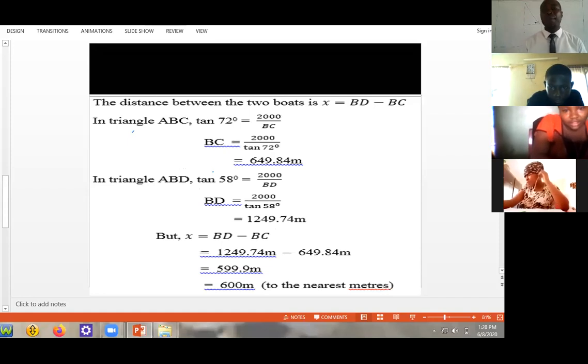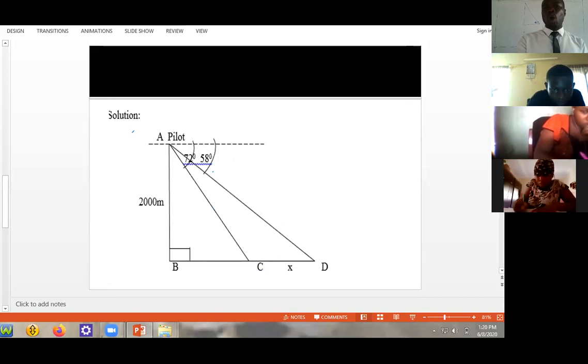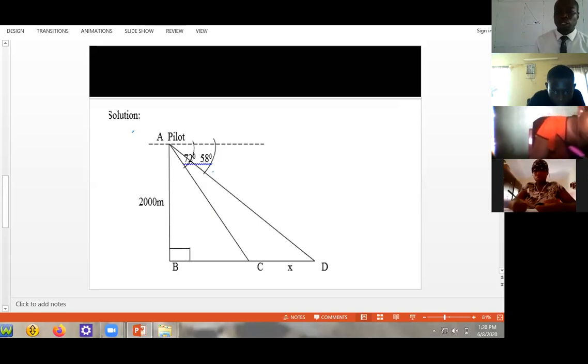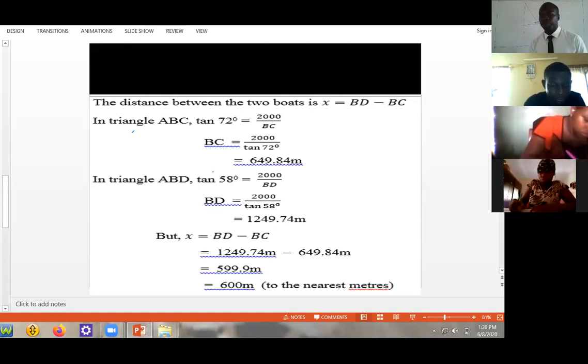So when you come to triangle ABC, you will discover that your 72 is down. So when you use 12, you have 2000 over BC is equal to tan 72. I told you that you also always have alternate angles, and alternate angles are equal. So your angle at C will be 72. People are just copying my workings.